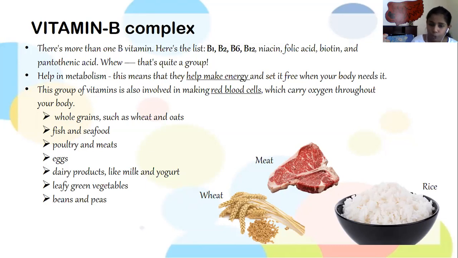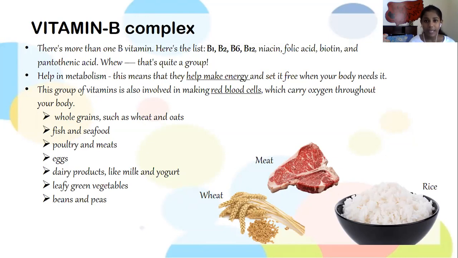We get it from food. And what does food contain? Food contains vitamins. Okay, so this vitamin B complex is also involved in making red blood cells. So what is the function of red blood cells? Red blood cells carry a respiratory pigment called hemoglobin, which is helpful in carrying oxygen throughout the body. And we know oxygen is the most staple gas we need for our existence.